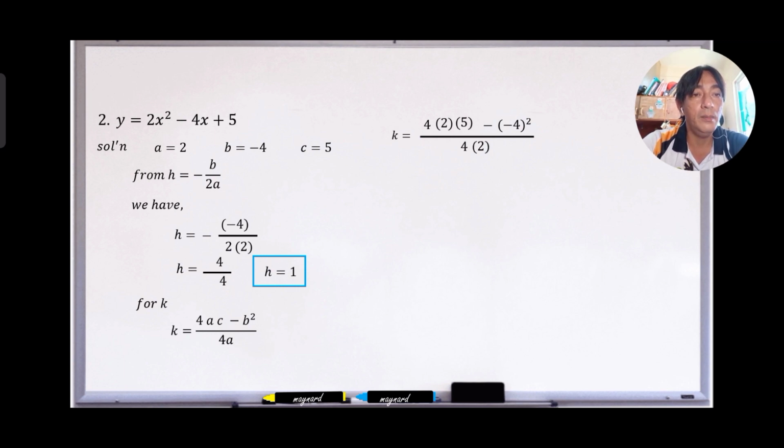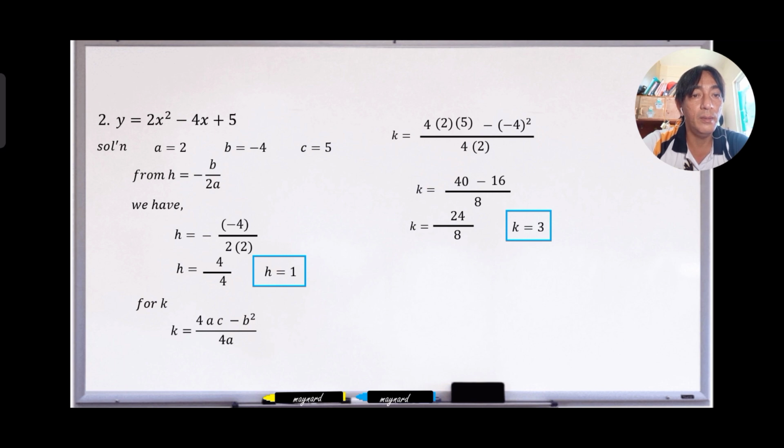So, simplifying more, simplify muna natin yung numerator. Multiply mo yung 4 sa 2 tsaka sa 5. And that will be 40. Minus pa rin muna. Negative 4 squared is positive 16. So, 40 minus 16. And then, ang denominator natin will be 4 times 2 will be 8. Simplify muna natin uli yung numerator. 40 minus 16 will give us 24 divided by 8. And k now will be 3.